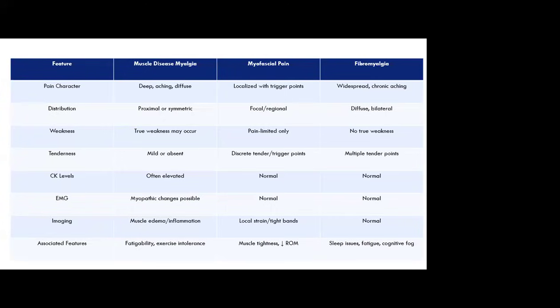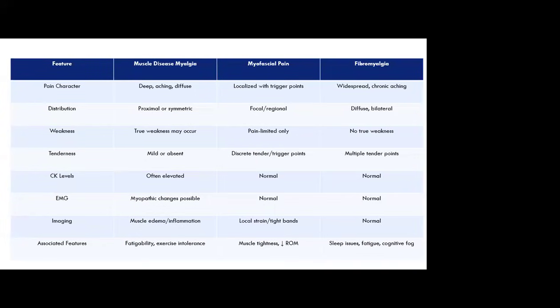Tenderness in muscle disorders will usually be mild or absent. However, in inflammatory myopathies it can be moderate to severe, but in most myopathies it will be mild or absent. Myofascial pain will be discretely tender with trigger points, whereas in fibromyalgia there will be multiple tender points, as we take so many tender points as the clinical criteria for fibromyalgia. CPK levels are often elevated in muscle disorders, whereas they will be normal in myofascial pain and fibromyalgia. EMG will show myopathic changes, whereas it will be normal in myofascial pain and fibromyalgia.